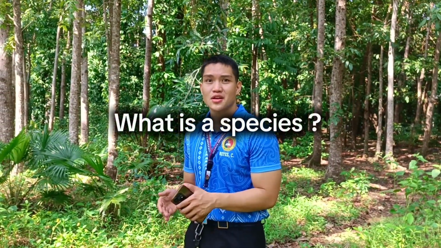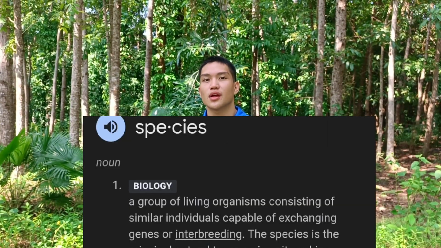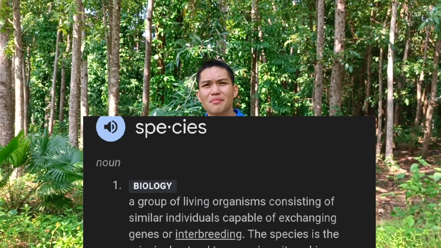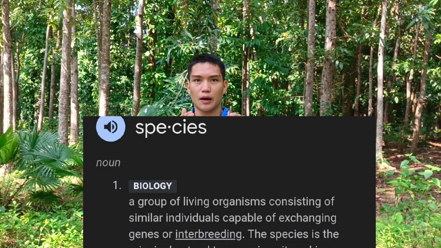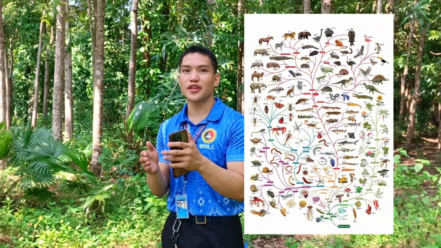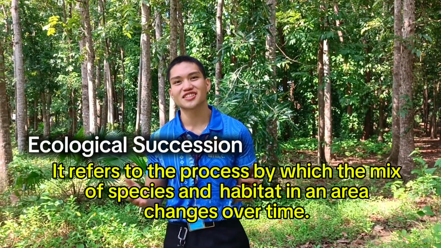What is species? A species is a living organism that has the same individual aspect or the same genes, which determines how species interbreed or breed with each other. Now let's proceed to the ecological succession.